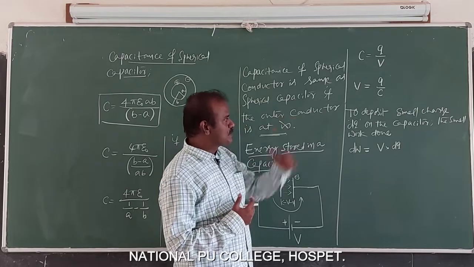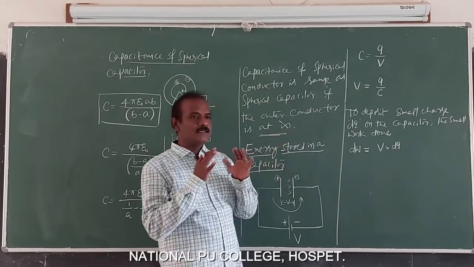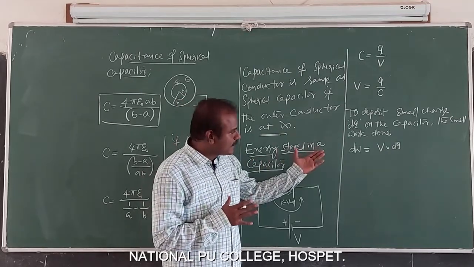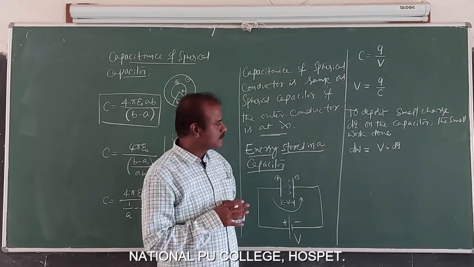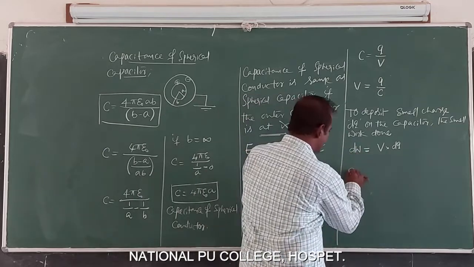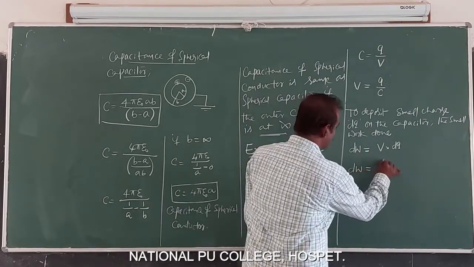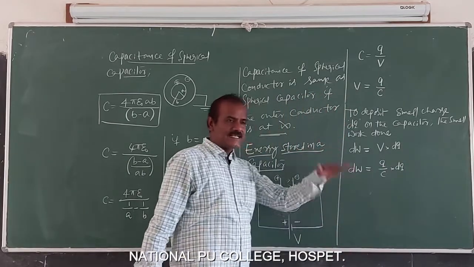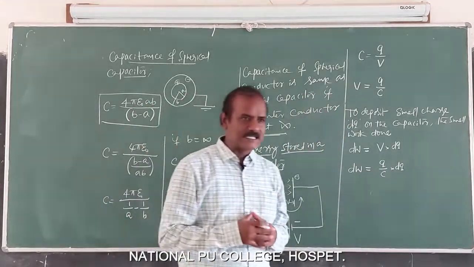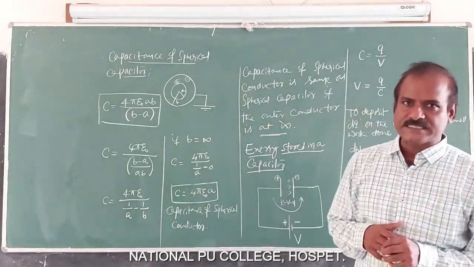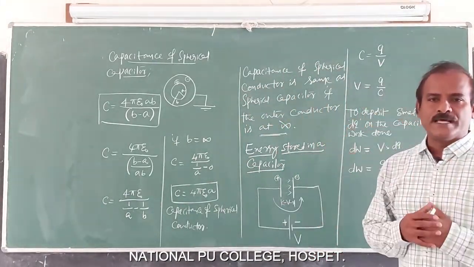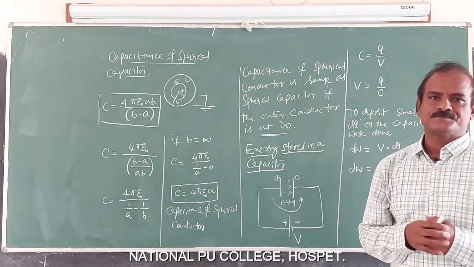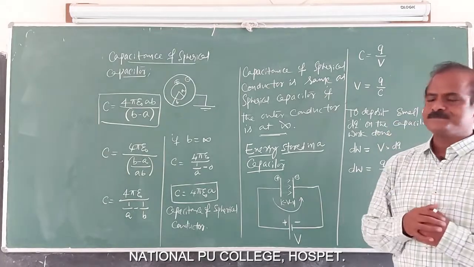Now for this situation, if you want to add a small charge dQ, then how much small work should be done? dW is equal to V into dQ. Now for V we can substitute: dW is equal to Q by C into dQ. Why is this idea considered? Because our aim is to see how much total work should be done in order to deposit small amounts of charge.